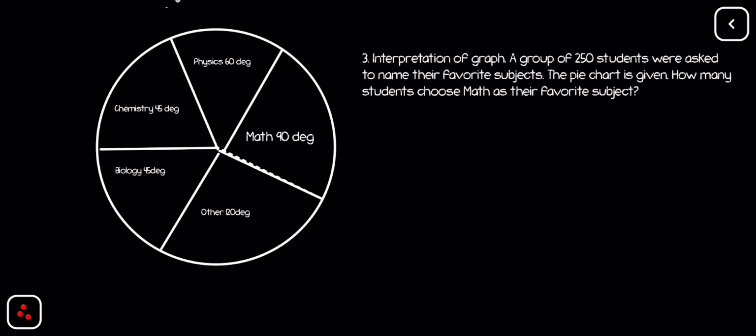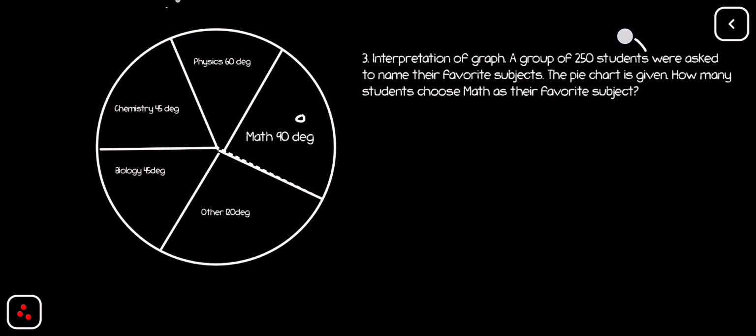Topic number 3 is interpretation of graph, and the question is: a group of 250 students were asked to name their favorite subjects, and the pie chart is given, and the question wants from us how many students chose math as their favorite subject. This is the pie chart. Guys, I didn't have this sign on my keyboard, so I just write the degree like DEG. So math is 90 degree, physics 60, chemistry 45, biology 45, and other 120 degree.